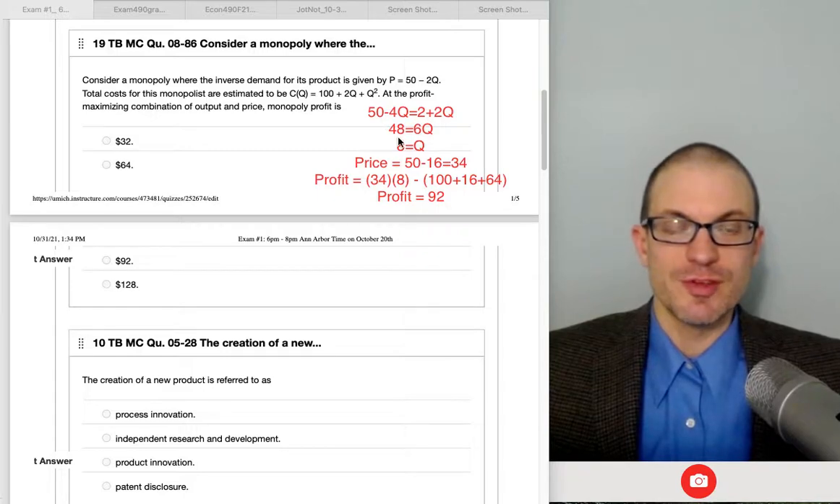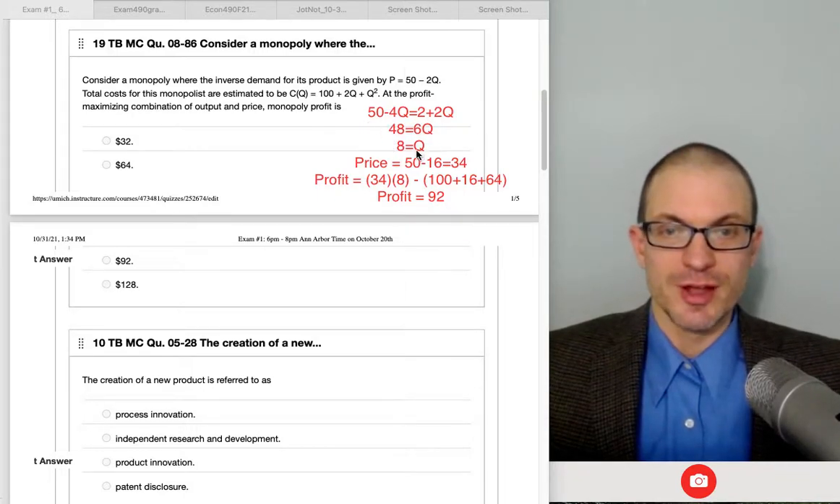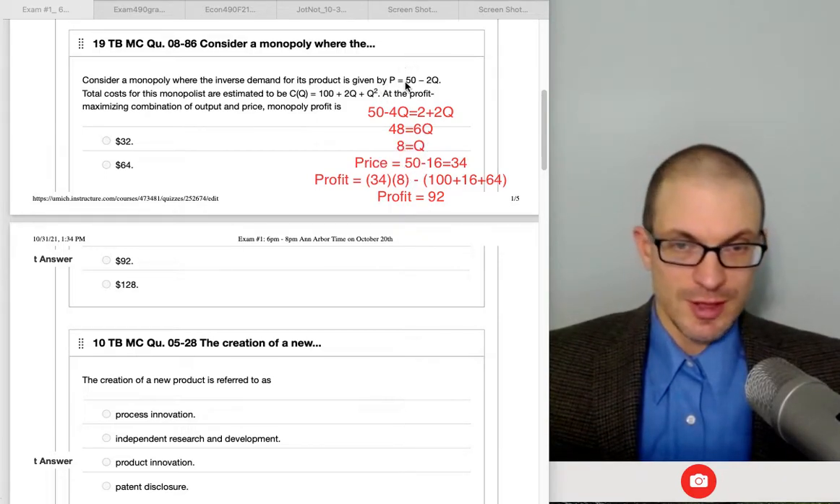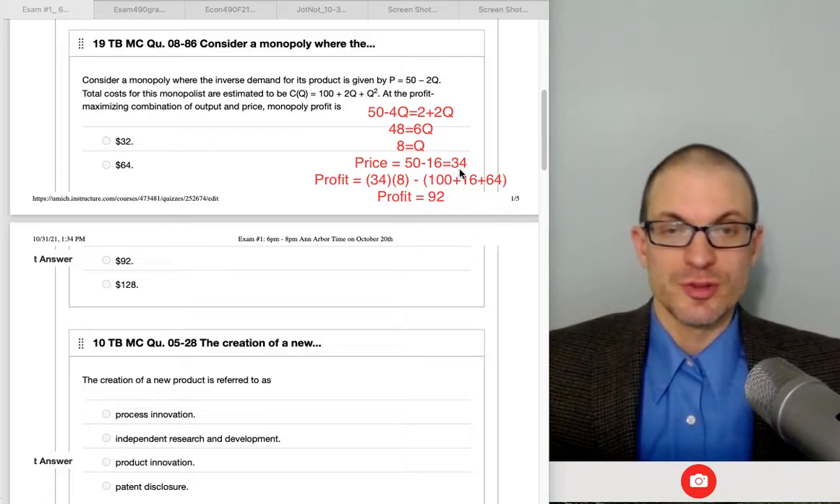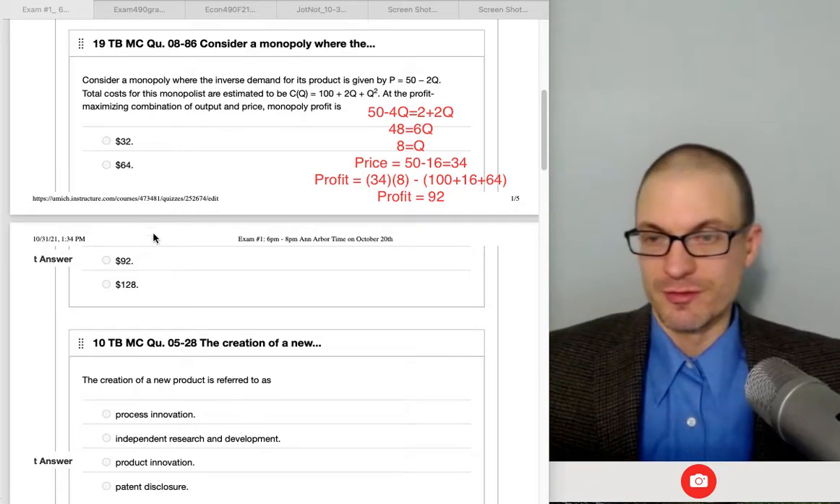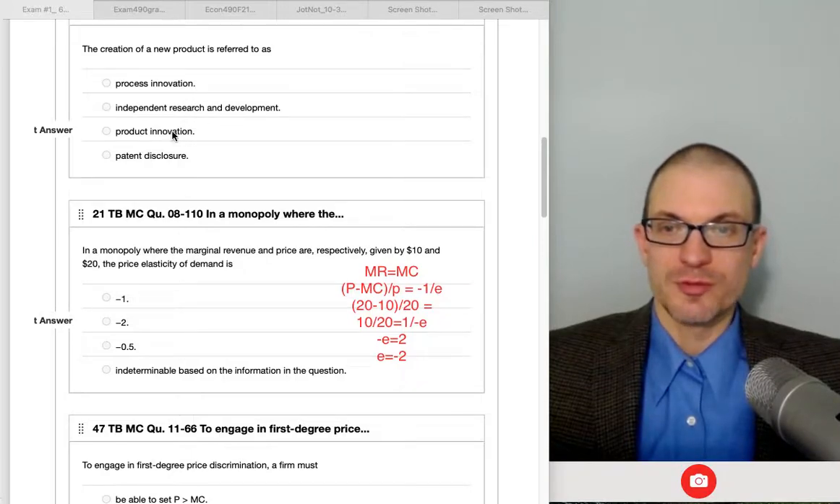Then solving, 50 minus 2 is 48. Move the 4q to the other side, that's 6q. 48 divided by 6 is 8. Then we need to get the price. So 50 minus 16 is 34, that's the price. Then 34 times 8 is the revenue, and minus the total cost brings us to a profit of 92.